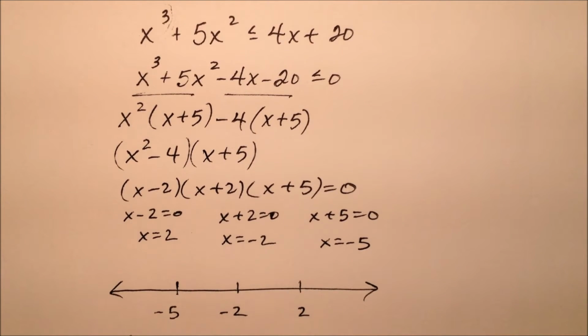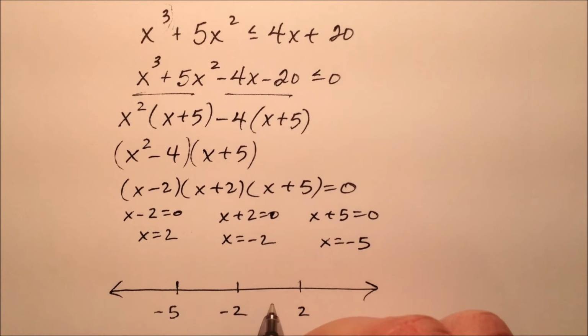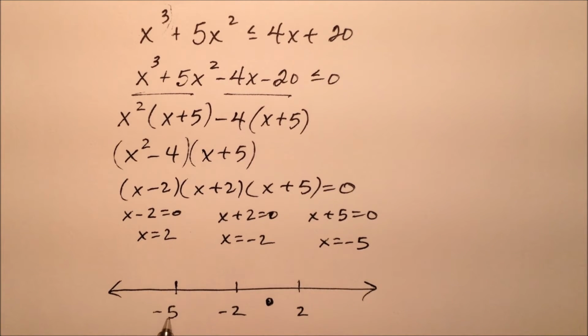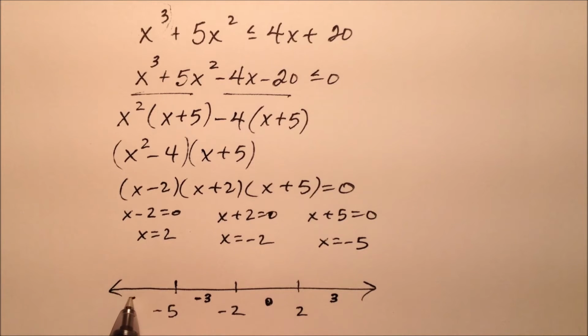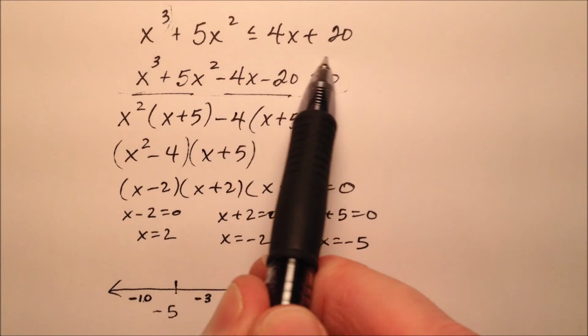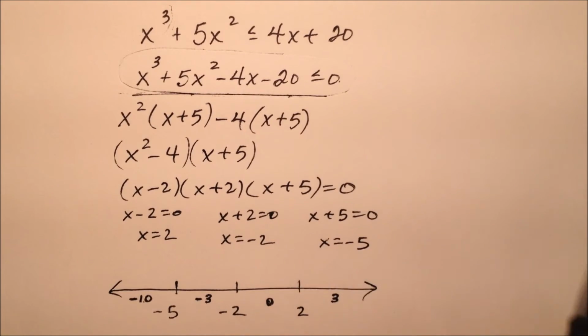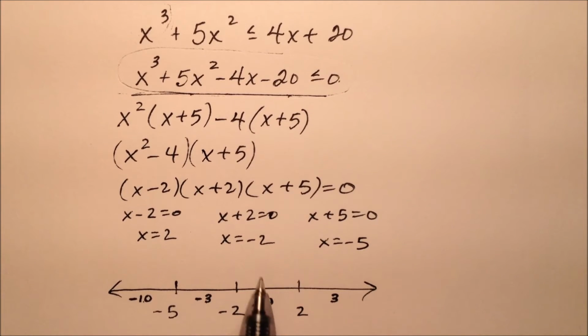So I would like to do a test point for each region in here. Between -2 and 2 I know is a 0. Between -5 and -2 I could try -3. Over here I could try +3 and maybe a -10 down here, just because 10s are easy to work with. Okay, so we're going to plug each test point into the inequality, and let's plug it into the one where I have 0 on one side. This will be a lot easier to maneuver. So let's try the 0 first.